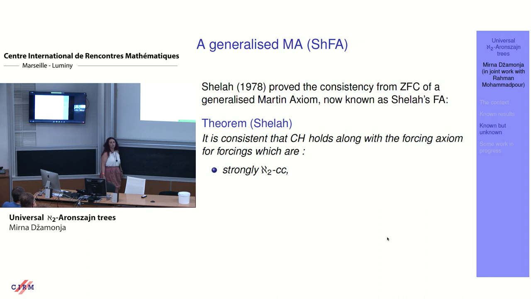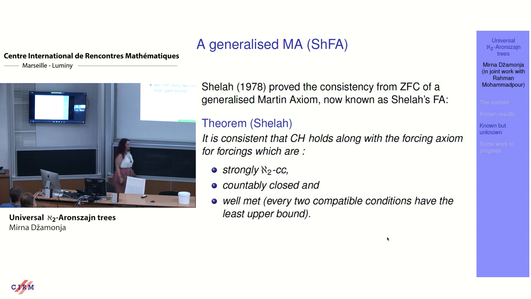They are strongly ℵ2-c.c. I won't specify what strongly means, but it means more than just that if you take ℵ2 many conditions, there are two that are compatible. So there have to be somehow lots of conditions that are compatible in every subset of size ℵ2. The forcing also needs to be countably closed. And there is a condition that appears here and not in the original Martin's axiom, well-met. This condition says that every two compatible conditions have a least upper bound. All of these conditions can be somehow relaxed, but let us say not in a way that is essential to what we talk about here.